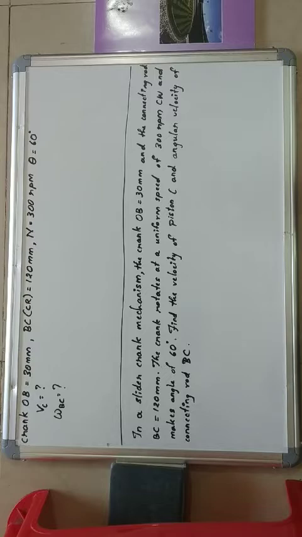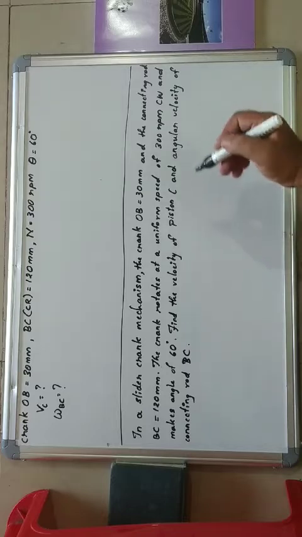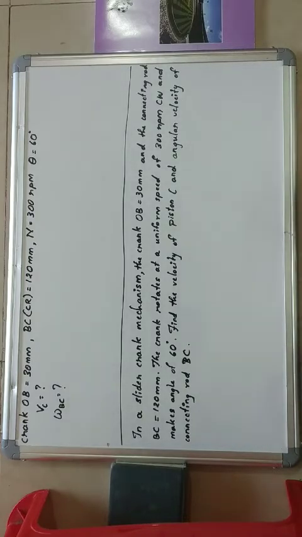You know that in the case of a slider crank mechanism, we have four links. One is the frame, which is fixed. The second one is the crank. The third one is the connecting rod, and the fourth one is the slider. In this, the crank speed is given. It is 300 rpm. So we are supposed to find two values: the angular velocity of the connecting rod, and at the same time the velocity of the piston.